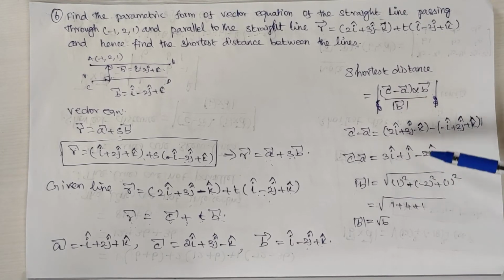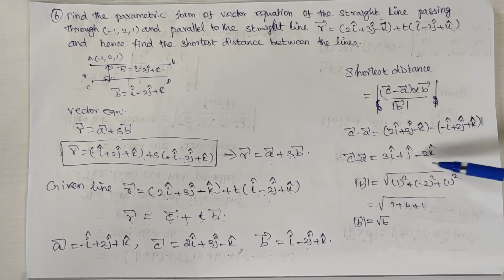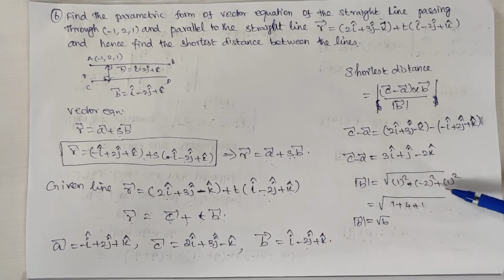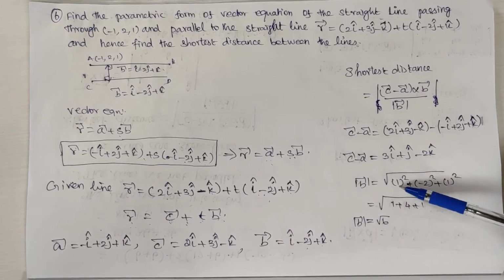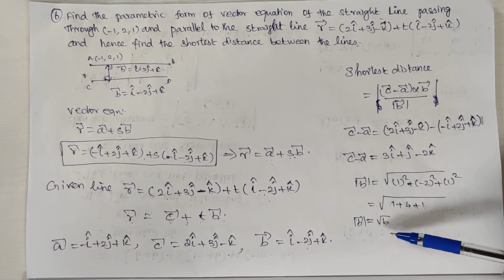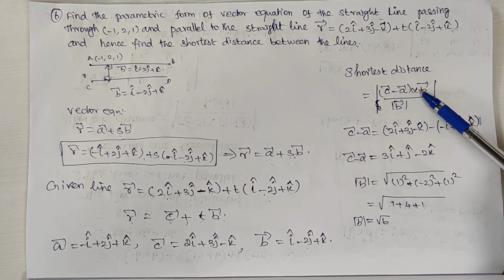So now we need modulus of b vector. So modulus of b vector equal to square root of 1 square plus minus 2 square plus 1 square. So what will you get? 1 plus 4 plus 1, that is equal to root 6. So modulus of b is equal to root 6. We have to find c vector minus a vector cross b vector.